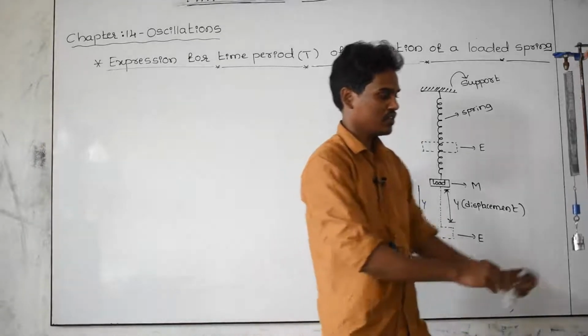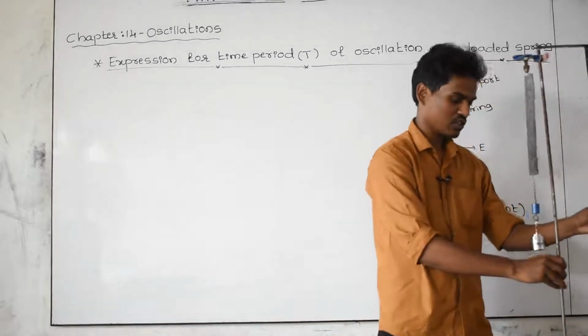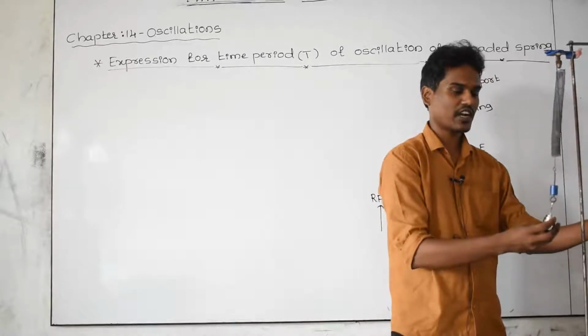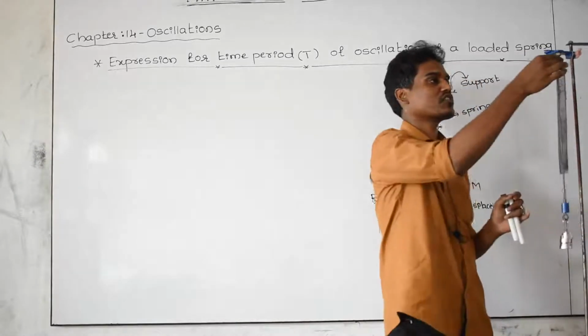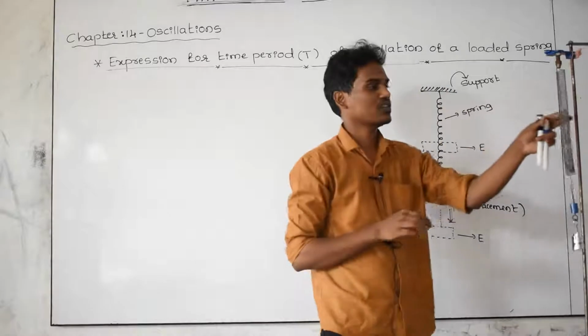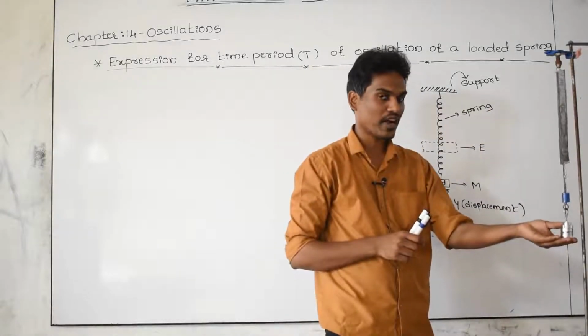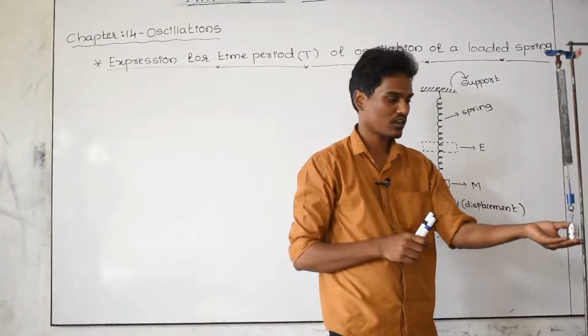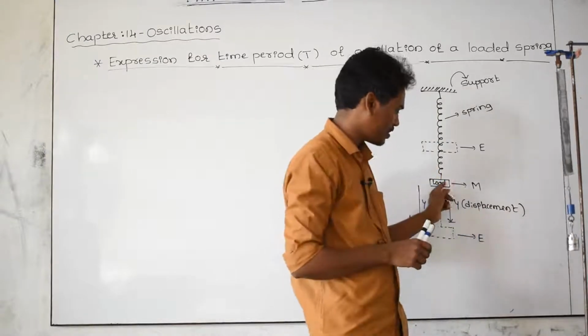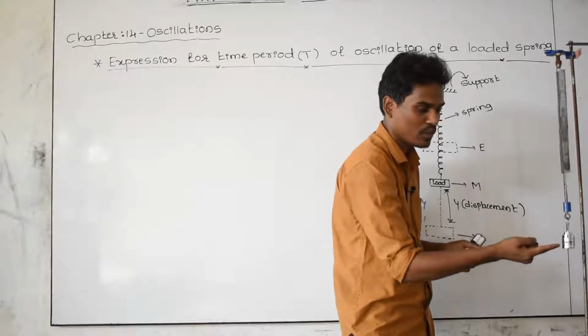Let us see. Now this is a stand. This is a spring. This is a support and this is a support. This one is a spring. And here, this is a mass or weight, a load I have attached here. And this point is called the mean point.